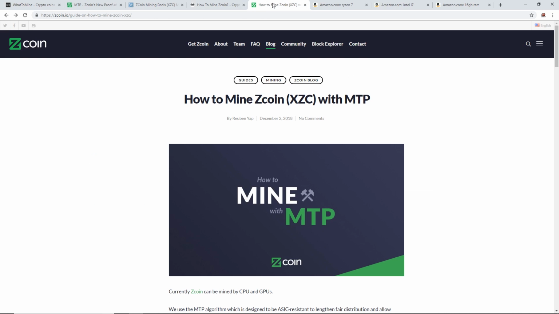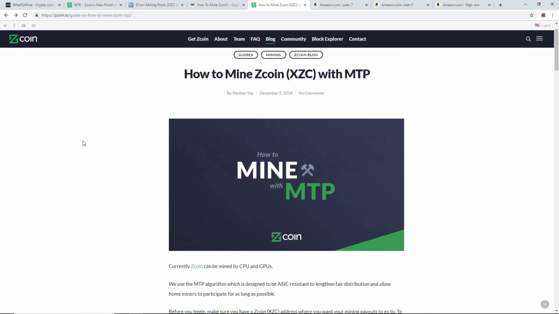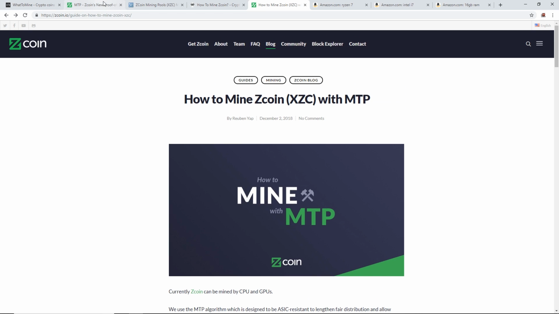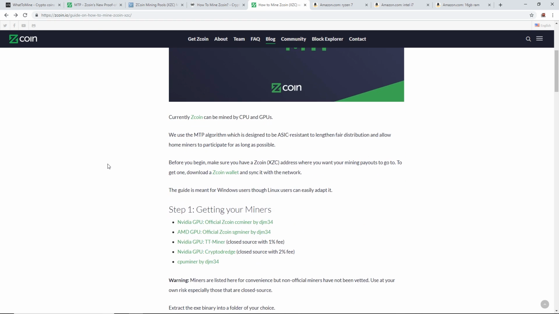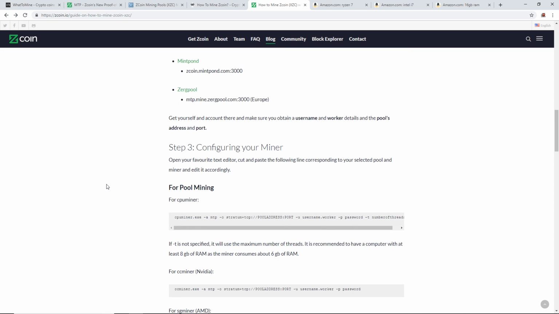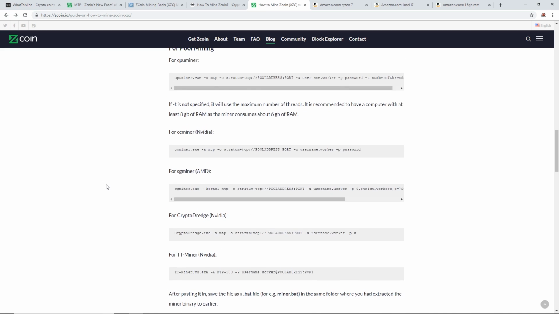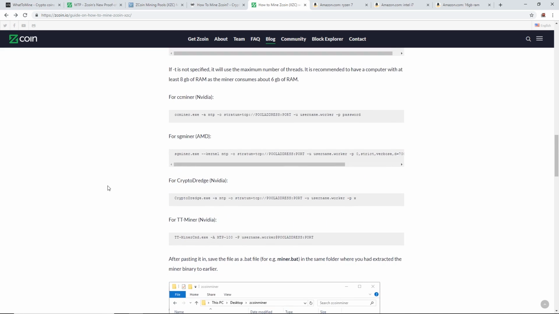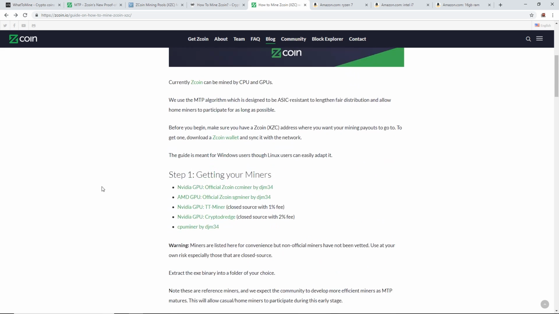Okay. Now, how to mine Zcoin, I'm not going to go through that. I have the guide. I'll have the link down below if you guys want to go through it. But mainly, there's a couple Zcoin miners right now. It's CC Miner by DJM34, TT Miner, and Crypto Dredge. And basically, if you guys want to try mining it yourselves, all of the information is here. There's an AMD one, but it's not profitable, and I wouldn't do it.